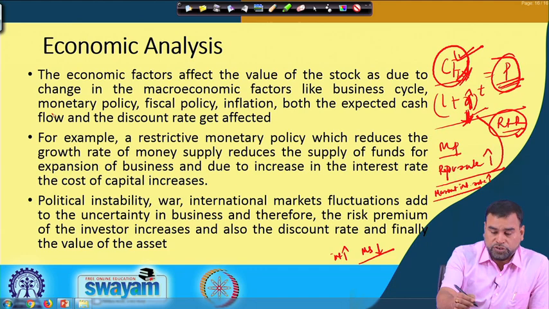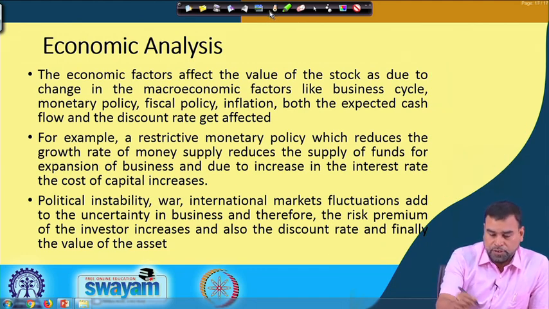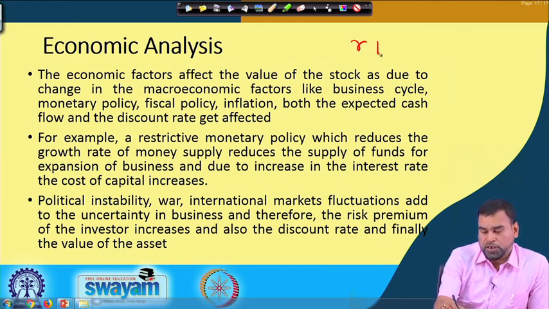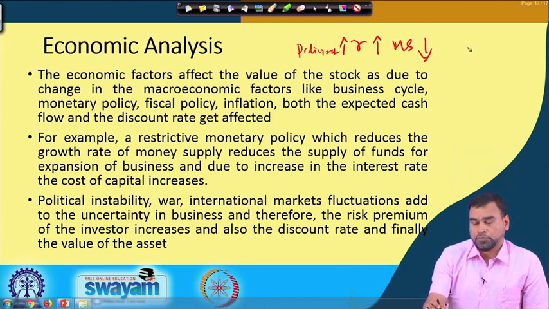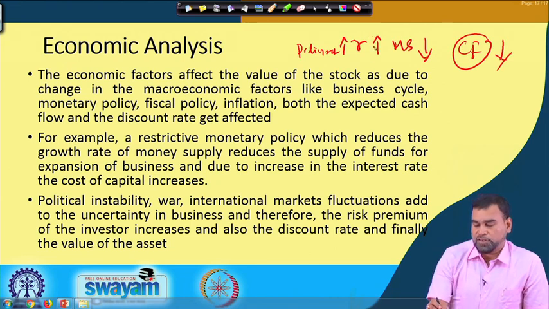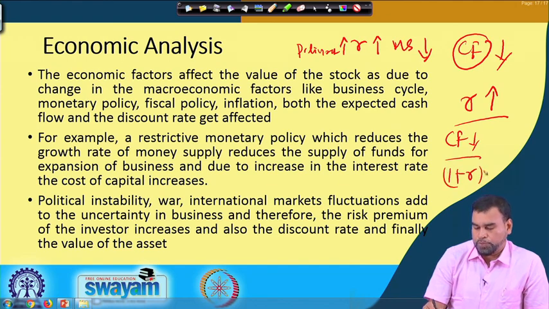So, if you want to summarize it, what basically happens? The policy rate has gone up. If the policy rate goes up, the interest rate will go up. If the interest rate goes up, then the money supply will go down. If the money supply goes down, it will have an impact upon the cash flow. The cash flow will go down, but the change in the interest rate will increase the discount rate, which is R. Then what will happen? Your CF will go down, but your R will go up. Then the price will go down.